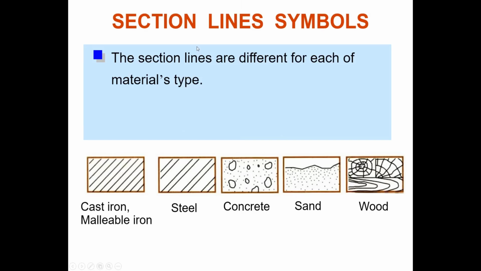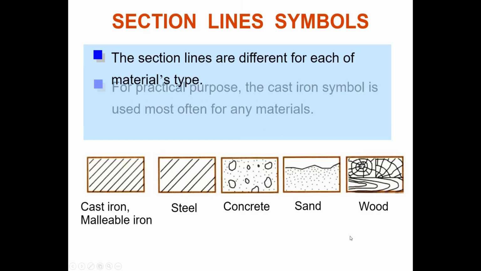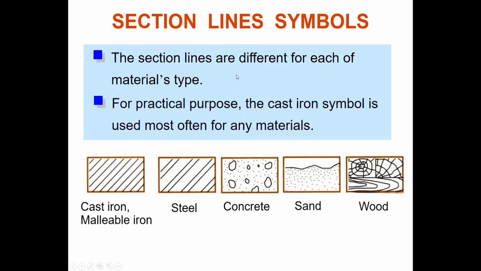Okay, you must know the terminologies, guys. What is a section line? What are the cutting lines? What is the cutting plane? And be careful, look at this note. Okay, refer to your note before your test, read this PowerPoint note. For practical purposes, the cast iron symbol is used most often by animators. Okay, use the most left one for your section lines. All right, section line in practice.